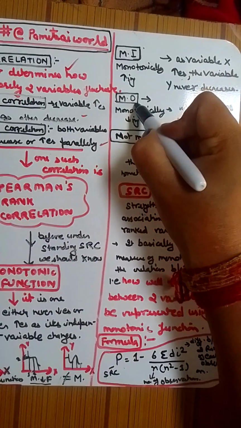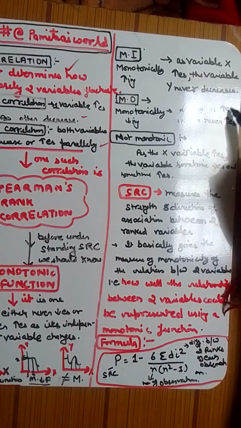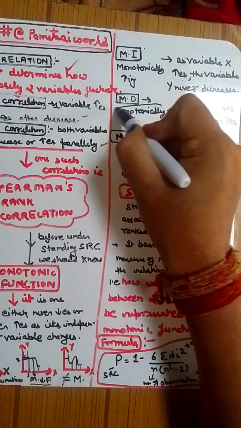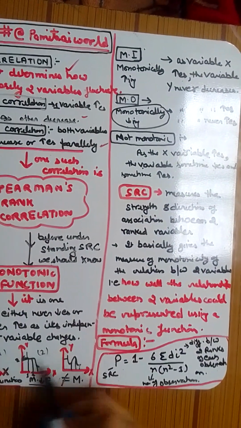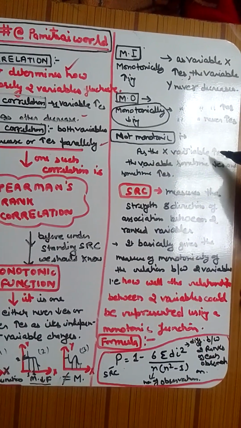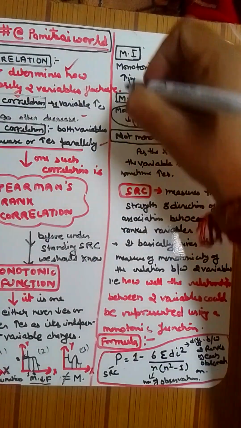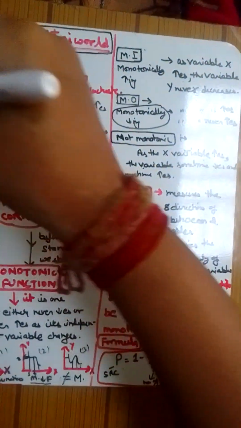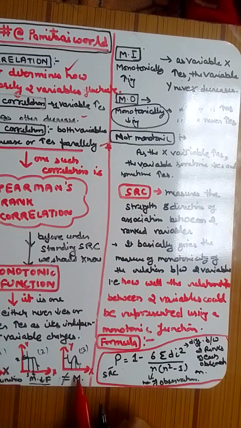Again, what is a monotonically decreasing function? If the variable x increases, then y never increases. That is called a monotonically decreasing function. This is the second graph, this is the first graph, and this is the third graph. Now, as the x variable increases, the y variable sometimes decreases and sometimes increases. This is the third part of the graph. This one I am talking about.